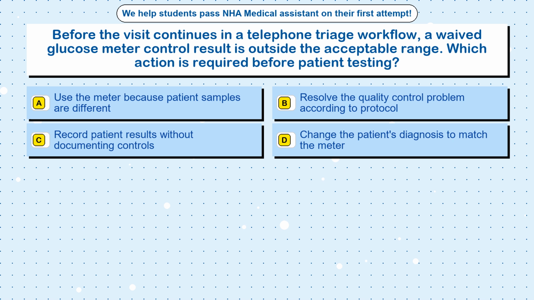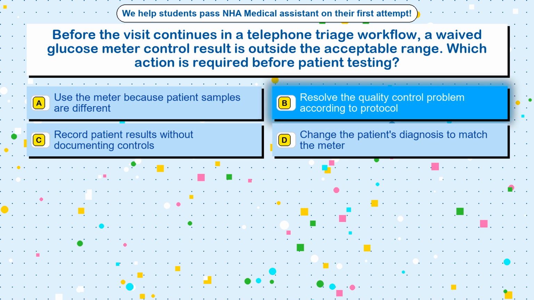Question 63. Before the visit continues in a telephone triage workflow, a waived glucose meter control result is outside the acceptable range. Which action is required before patient testing? Option A. Use the meter because patient samples are different. Option B. Resolve the quality control problem according to protocol. Option C. Record patient results without documenting controls. Option D. Change the patient's diagnosis to match the meter. The correct answer is option B. Resolve the quality control problem according to protocol.